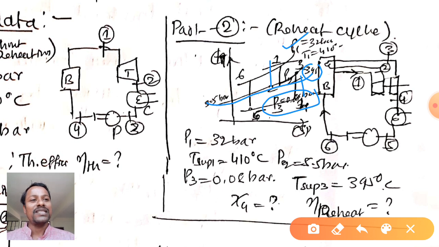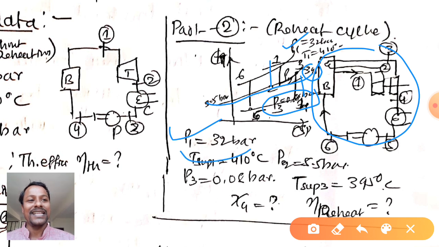So here P1 is the boiler pressure, P2 is the reheat pressure, and P3 is the condenser pressure, and this is the corresponding schematic diagram that we have understood already in the theory. So from this discussion we can write P1 as 32 bar, T superheated 1 as 410 degrees Celsius, and P2, that is reheat pressure, as 5.5 bar, and P3 as condenser pressure.